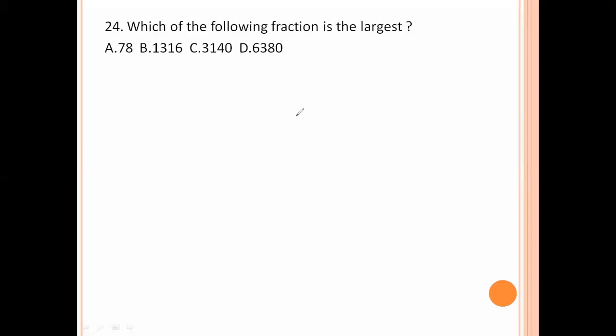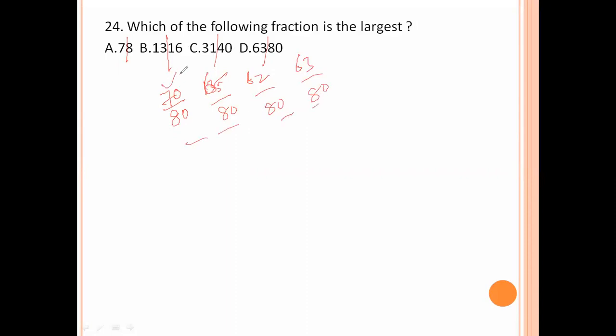Which of the following fractions is largest? Here 7 by 8, 13 by 16, 31 by 40, 63 by 80. 80 is the highest denominator, so we convert all these values. Multiply 7 by 8 by 10, so 70 by 80. 13 times 5 is 65 by 80. 31 times 2 is 62 by 80. 63 by 80. So 80 is common.